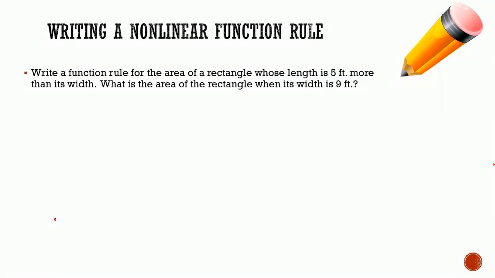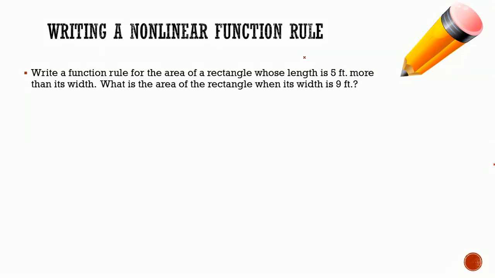Now, what about writing a nonlinear function rule? Here's an example of one. I can write a function rule for the area of a rectangle whose length is 5 feet more than its width. What is the area of the rectangle when its width is 9? Don't pay attention to this part yet, because that's the evaluating part. Let's figure out this part. Whose length is 5 feet more than its width.